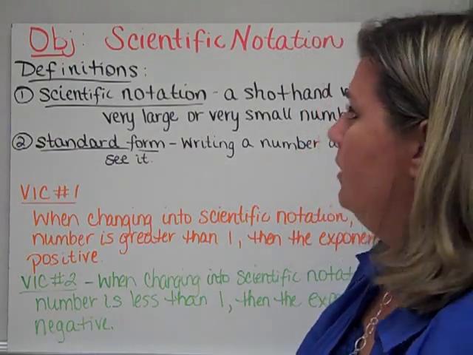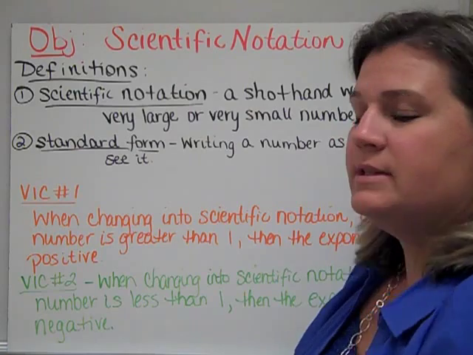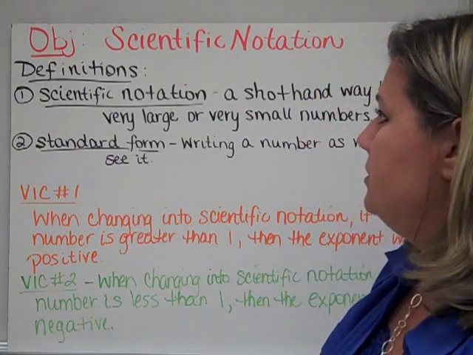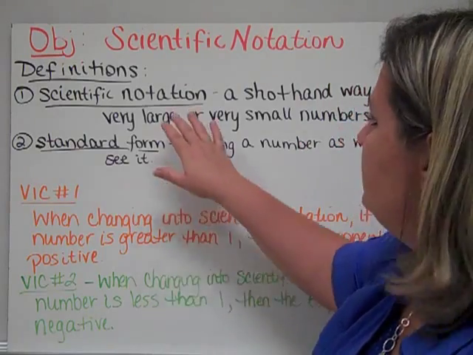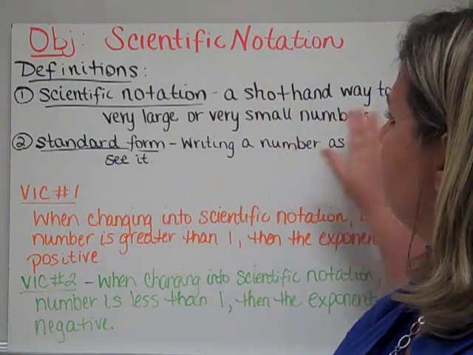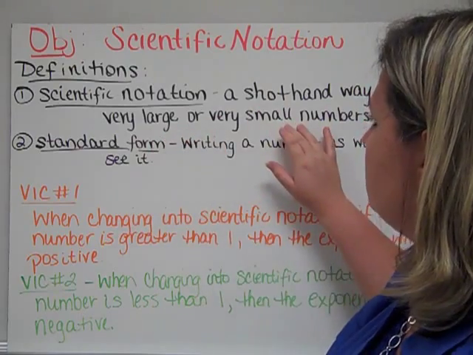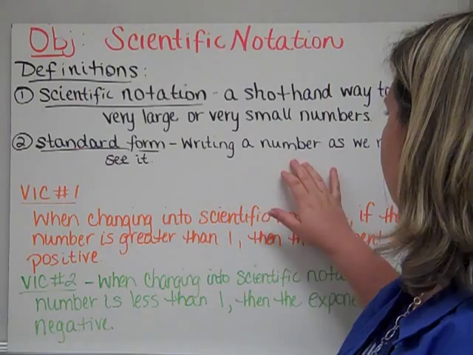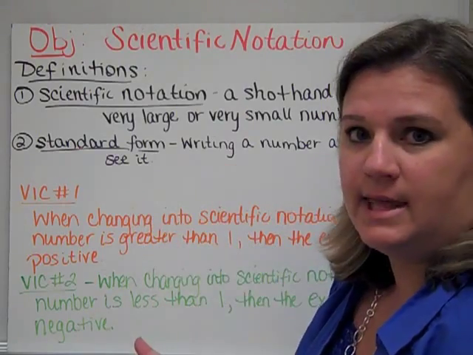Today's objective: scientific notation. With scientific notation, we're going to be performing operations with scientific numbers. So let's go over some definitions. Scientific notation is a shorthand way to write very large or very small numbers. Standard form is writing a number as we normally would see it.